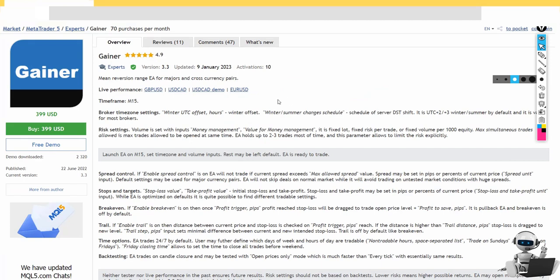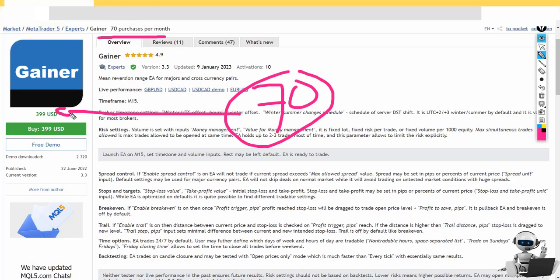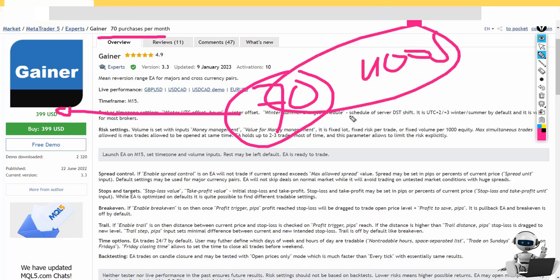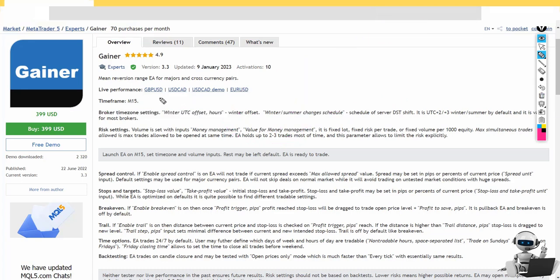So for the overview of this EA, the first thing you notice, you can see there are 70 purchases per month. That means 70 people are actually purchasing this EA for almost 400 USD. So you can see it means this EA is actually valuable, but the price may be a little bit expensive. For the live performance, we have 4 live results.